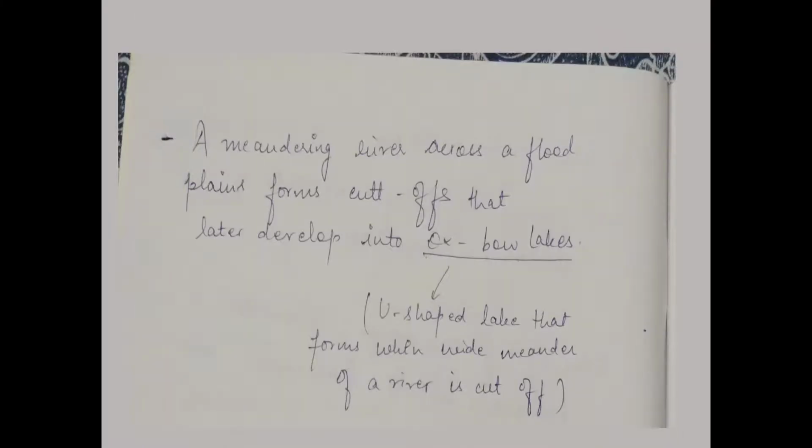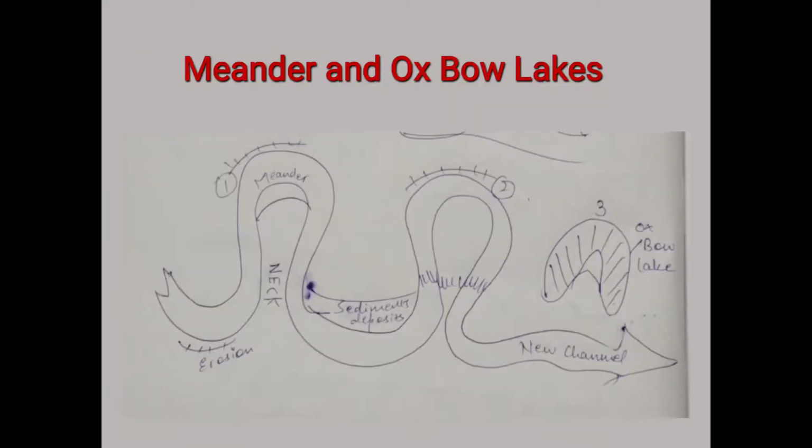A meandering river across a flood plain forms cutoffs that later develop into oxbow lakes. Now, what are oxbow lakes? These are U-shaped lakes that form when a wide meander of a river is cut off. These are known as oxbow lakes. Here you can see in this diagram meander and oxbow lakes.